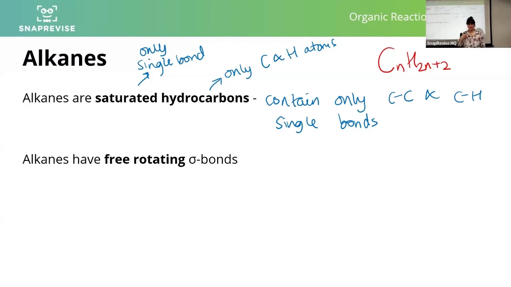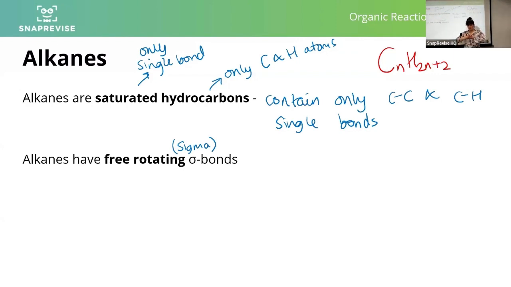Within the homologous series alkanes, you're only spinning a single bond. Carbons and hydrogens have freely rotating sigma bonds. What is a sigma bond? How do we define or describe a sigma bond? It is the end-to-end overlap, or end-on overlap, of orbitals.